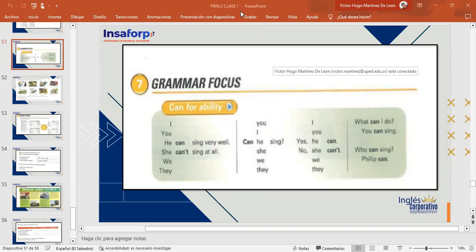Okay. So here in this column, we have the pronouns. I, you, he, she, we, and they. And then we have the verb, I mean, can, for ability, and can't. Okay, so this is that you can do it, and this is that you cannot do it. And then the verb.